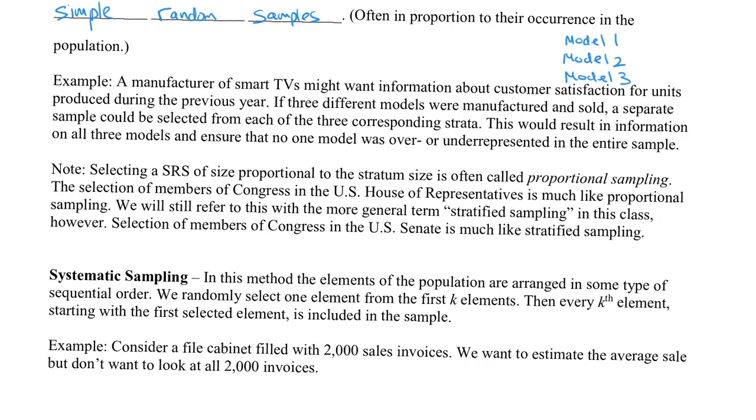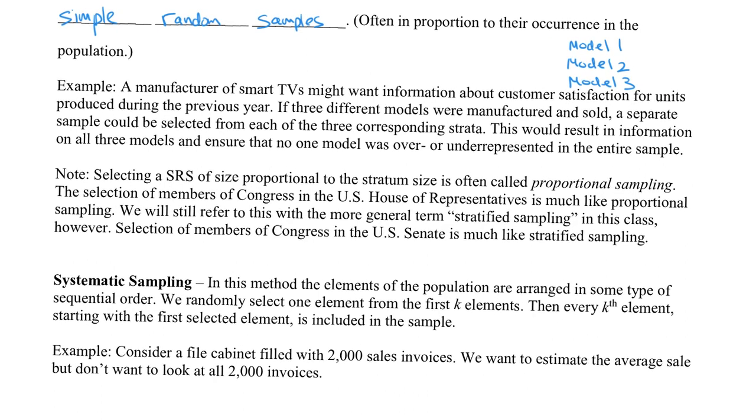So the note here mentions that selecting a simple random sample of size proportional to the stratum size is often called proportional sampling. And it's a lot like the House of Representatives in Congress. It's like proportional sampling because you get more representatives based on how large your state is. So, for instance, there are something like 7 states with a smaller population that get 1 rep, like Wyoming gets 1 rep.